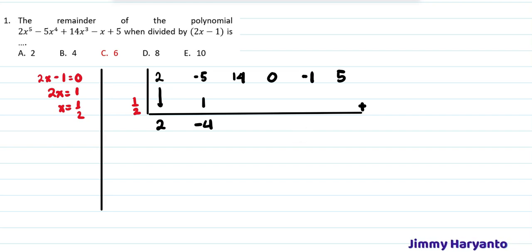So this one is -4, -4 times half is -2, this one is 12, 12 times half equals 6, this one is 6, this one is 3, and this one is 2, 2 times half equals 1, 5 plus 1 equals 6. There you go, so the remainder equals 6.